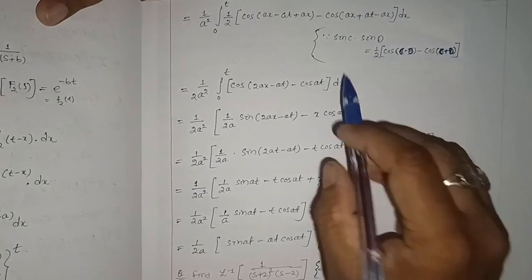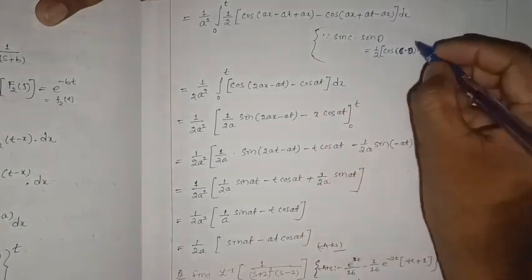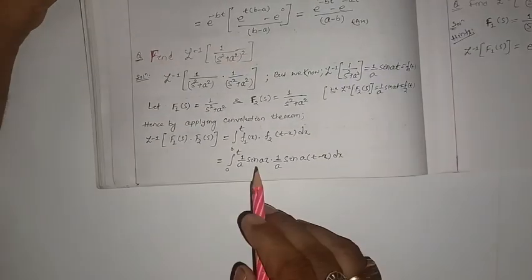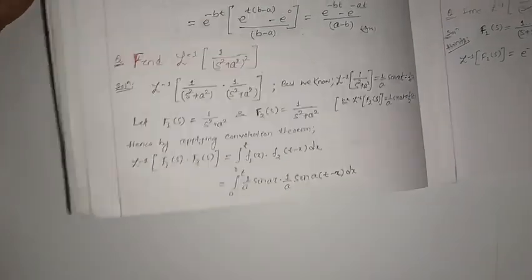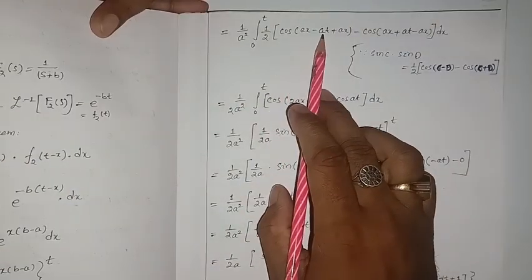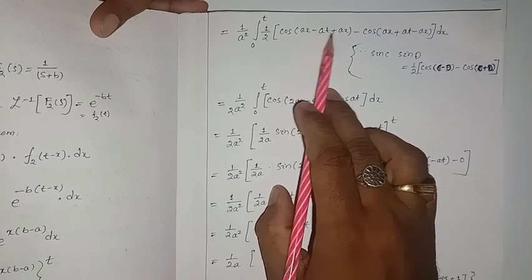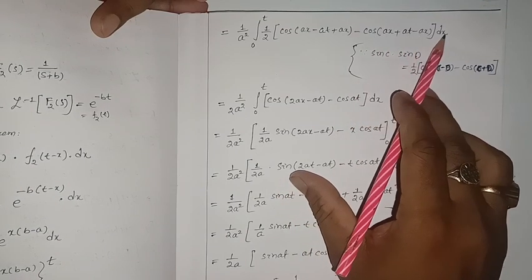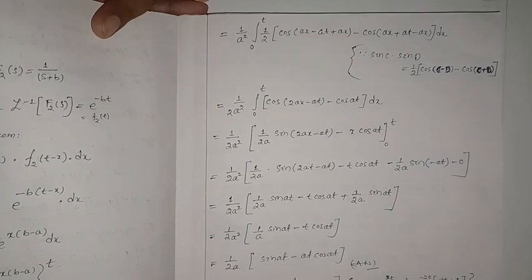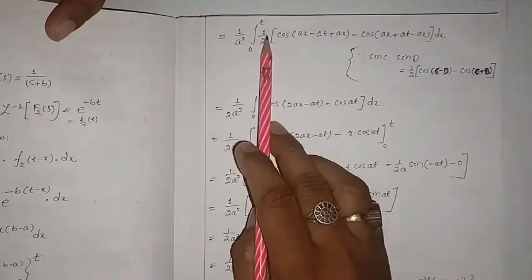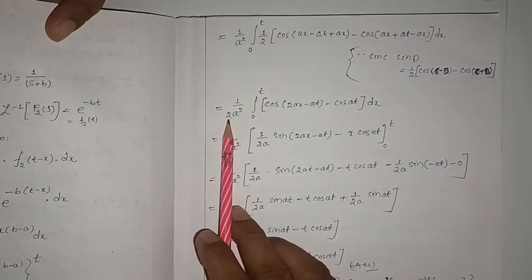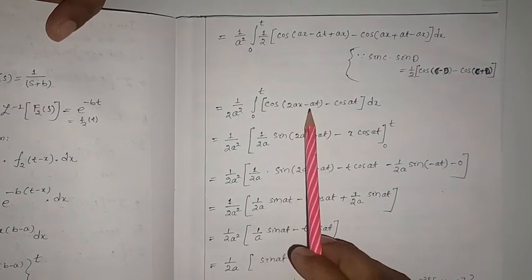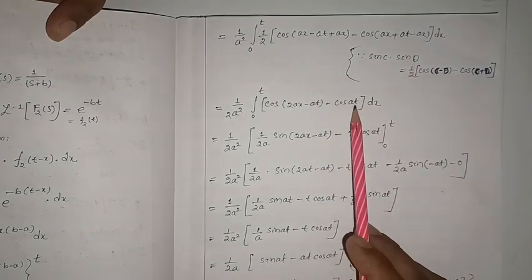This is the basic thing, that is sin C into sin D equals 1 by 2 of cos(C minus D) minus cos(C plus D). So here C is your ax, D is a(t minus x). So cos(C minus D) is cos(ax minus at plus ax) minus cos(C plus D), cos(ax plus at minus ax), integration with respect to dx. Right, okay. So here you can see 1 by 2 is also taken outside, 1 by 2a squared, 0 to t. Here you can see 2ax minus at, here ax got cancelled, cos at dx.